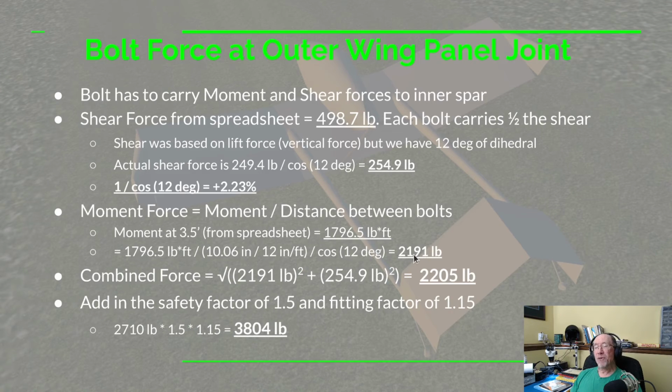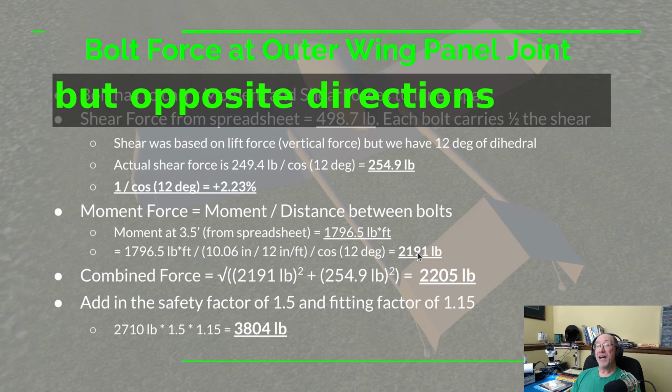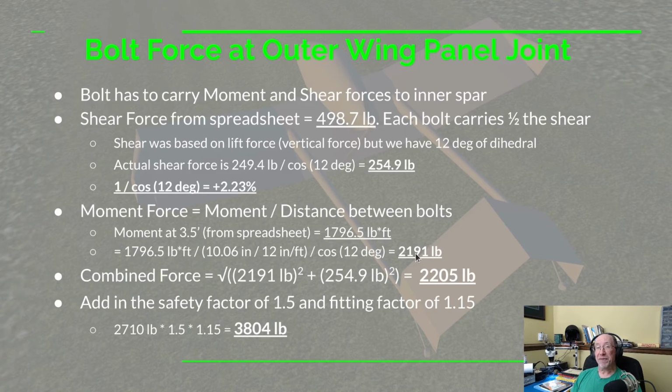Now we need to add that moment force and the shear force together for each bolt. Oh, by the way, that moment force will be the same, this 2,191 on the top bolt and the bottom bolt. You don't divide it in half to share it between the bolts. Now, how do we combine the two together? Those two forces are 90 degrees to each other, so you can actually use the triangle rule to do this. So we square one force, add it to the square of the other force, take the square root of that, and that'll give us the total force, 2,205 pounds. Now we want to add in our safety factor of 1.5 and our fitting factor of 1.15. Once we do that, we have a force of 3,804 pounds.